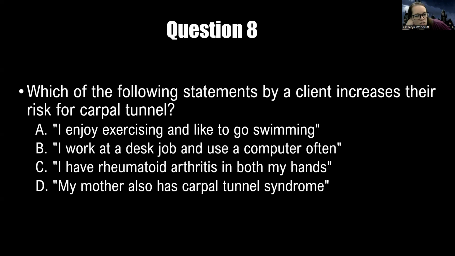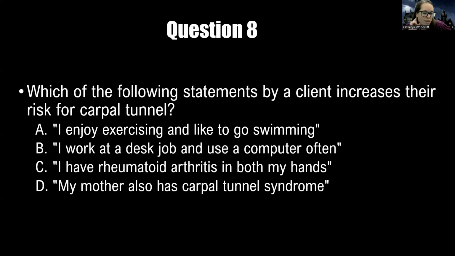Second one is, I work at a desk job and use a computer often. That 100% sounds like carpal tunnel, but it sounds very hallmark. Sometimes this is what students do: they find an answer and think, oh, it has to be this. But let's keep going, because if you have the time, you should always check to make sure all the other answers are incorrect. Sometimes you read an answer so quickly that there's something wrong with it and you don't read the other choices. Make sure your other answers are wrong before you select your right answer.